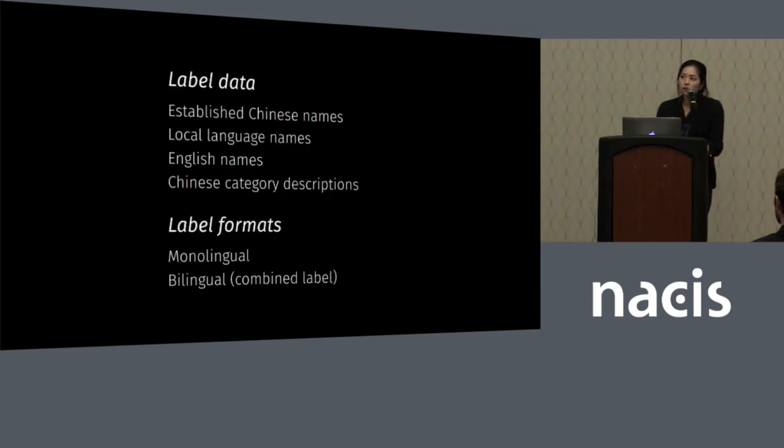For this series of studies, we tested 4 different label data conditions. We tested established Chinese names, local language names, English names, and Chinese category descriptions, such as sushi restaurant. And we tested 2 different label formats. A monolingual label format, which is just showing one of these data options at a time, and a bilingual format, which is combining 2 of these 4 options at a time.